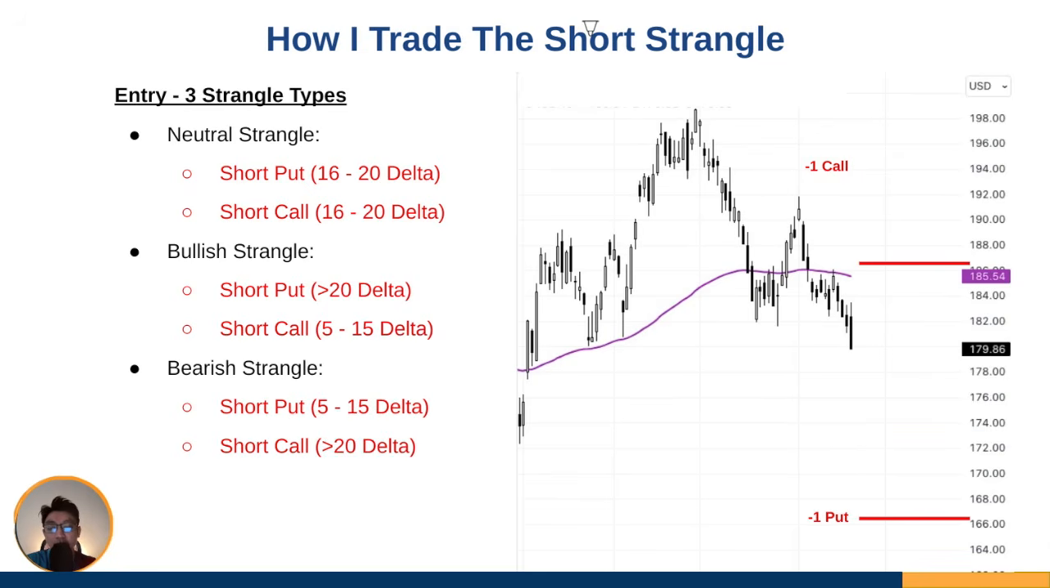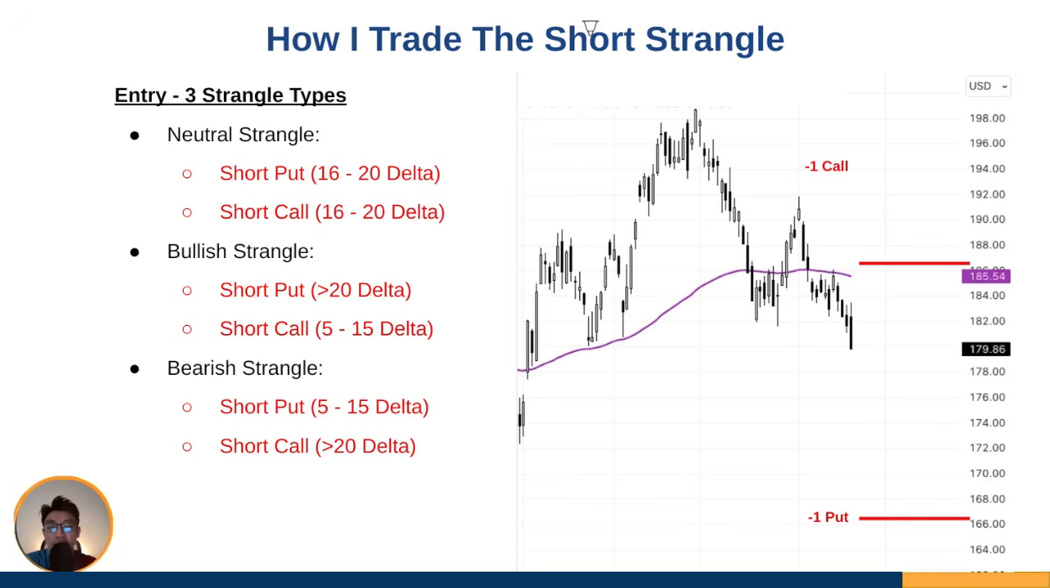Now, the last strangle that I put on would be the bearish strangle. If I think that the market is going to go down based on the market's movement, for example, if it's overextended to the upside and the market has gone up quite a lot, then I might choose to put on a bearish strangle. In which case, the short call will be more than 20 deltas and the short put will be somewhere 5 to 15 delta. So basically, I'm now shifting the structure downwards.